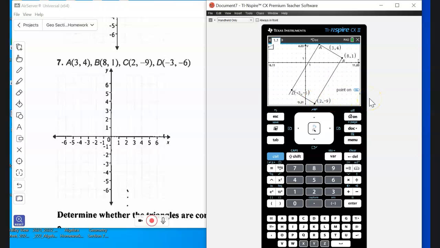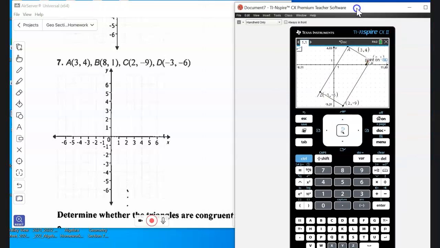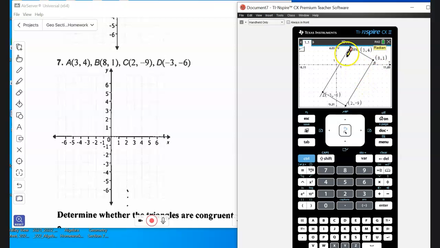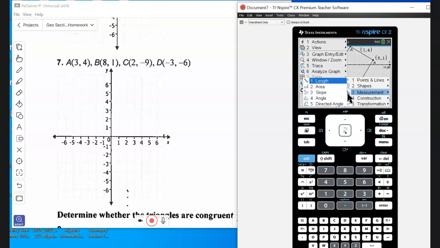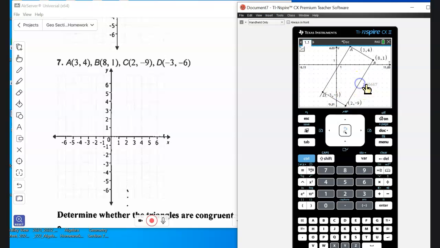It appears to me it's a rectangle. It appears to be a rectangle, so we definitely want to prove that it's a parallelogram. So what I'm going to do is find the slope between 3, 4, and negative 3, negative 6, 8, 1, and 2, negative 9. So let me find the slope: geometry, measurement, slope. So the slope is 1.6.